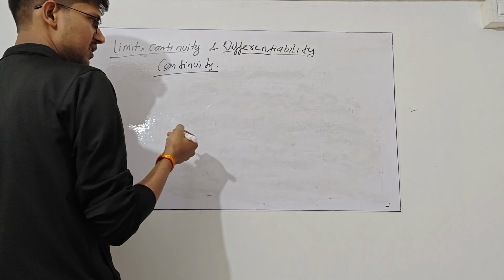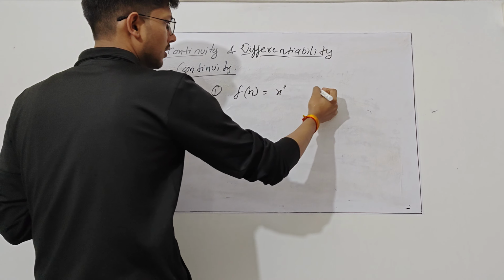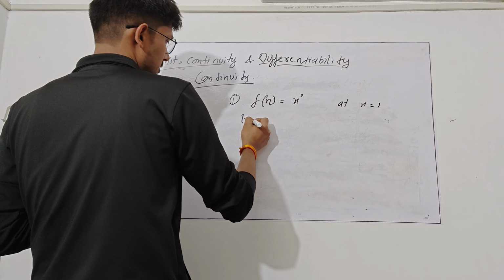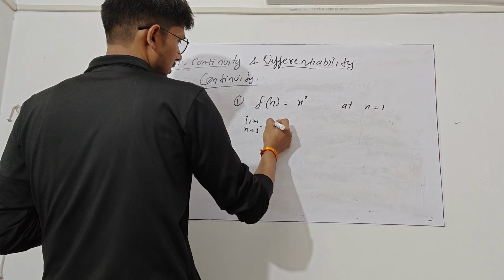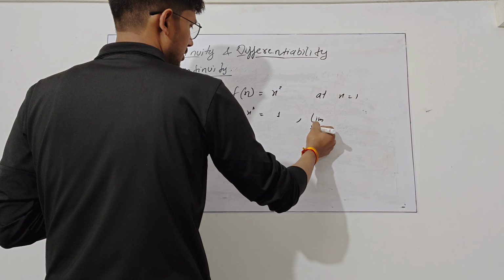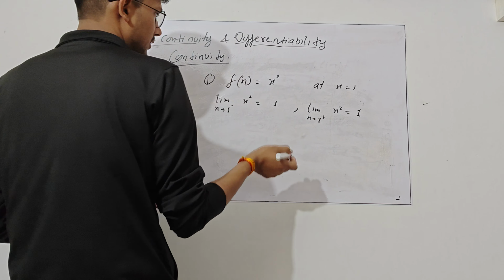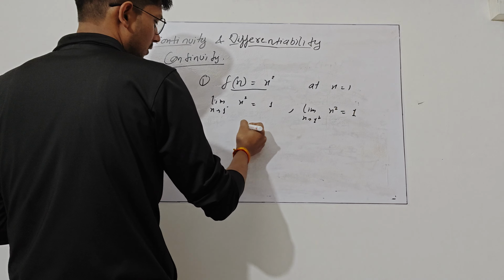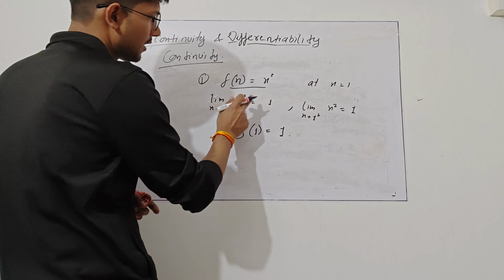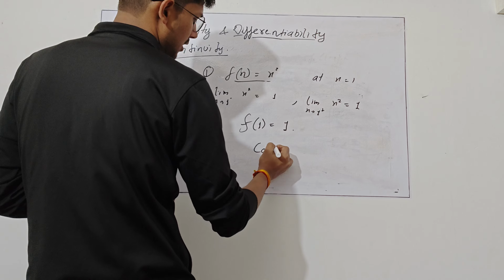Let us understand by a simple example. We have function f of x equal to x square at x is equal to 1. Limit x tending to 1 minus of this gives 1 and limit x tending to 1 plus of this also gives 1. And f of 1 also gives 1. So we said that x square is continuous at x is equal to 1. So our function is continuous.